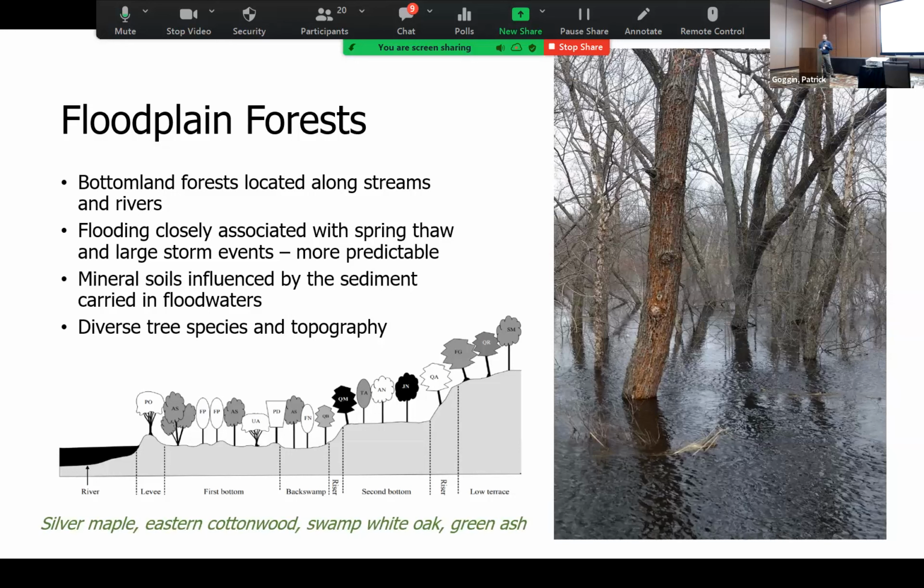So as I said, variety. Think about species like silver maple, cottonwood, swamp white oak, a really cool tree we're going to talk about, green ash. Those would be common species in these floodplain forests.